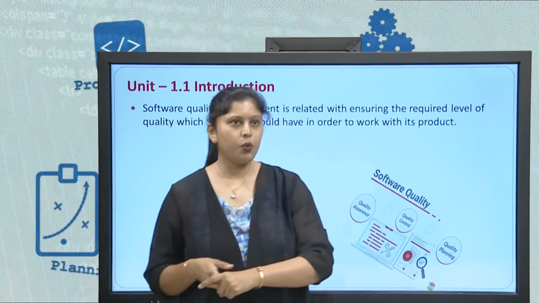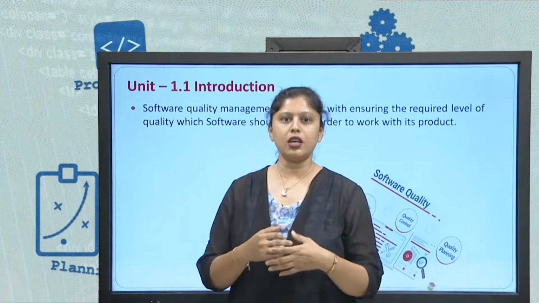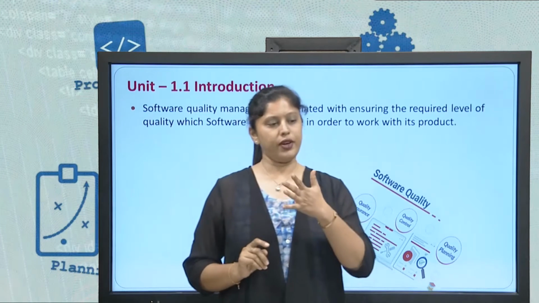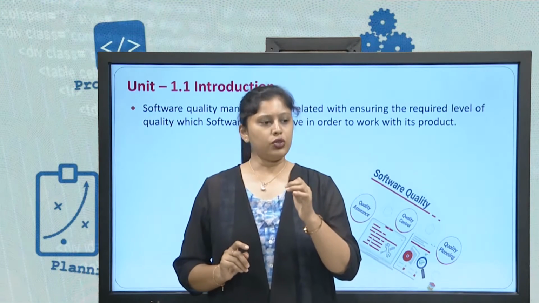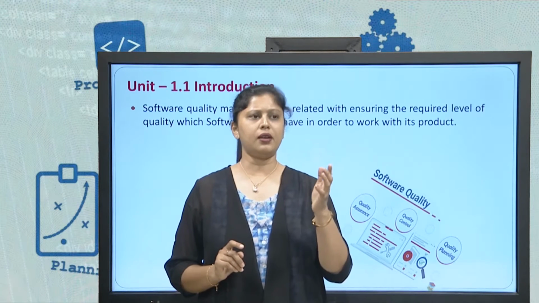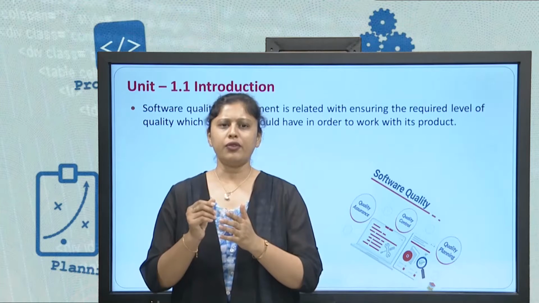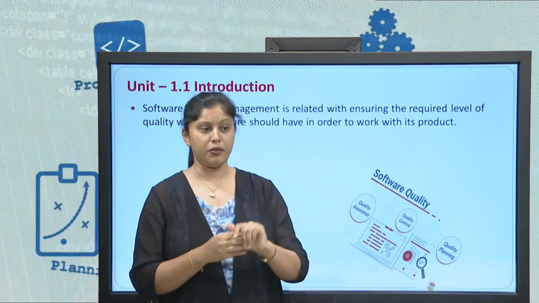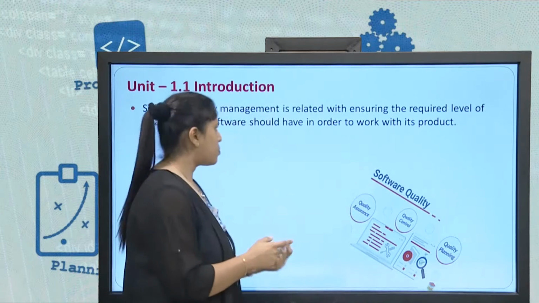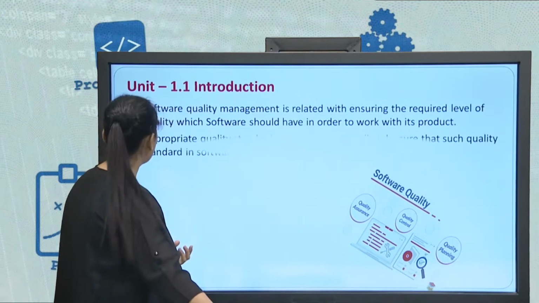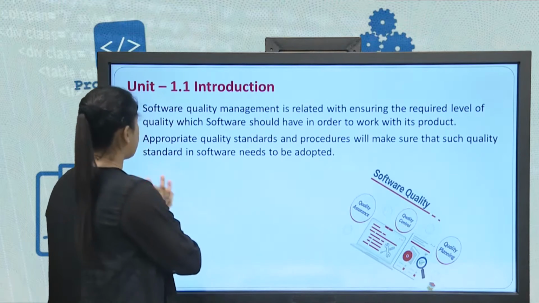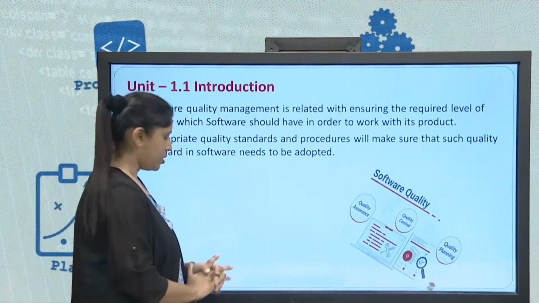I would like to give one example for this. We generally take clothes, right, and all those clothes have different kinds of quality, right. For example, if you are buying some kind of cloth maybe from a merchant who is not so well established, then probably you would get a kind of a cloth product which is not more qualitative, but if you go to some branded store you would get a good quality cloth, right. So, that is quality. Appropriate quality standards and procedures will make sure that such quality standard in software needs to be adopted, all right.